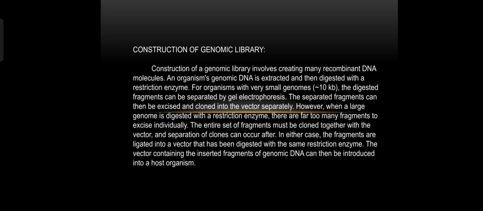From the chromosomal DNA, by the restriction endonuclease, gene fragments are formed, and by the insertion of vector, there is a formation of recombinant DNA in the E. coli.